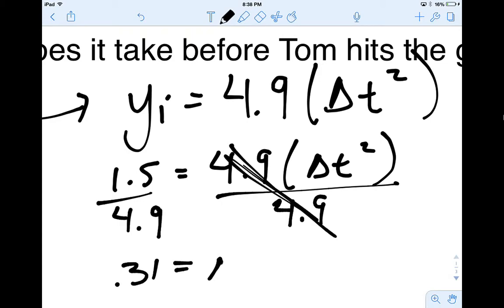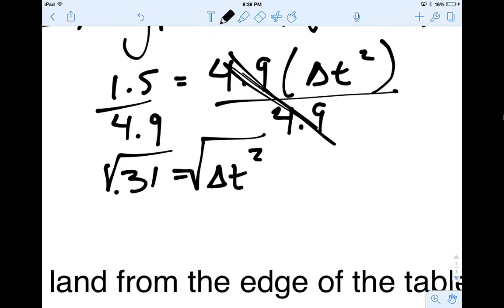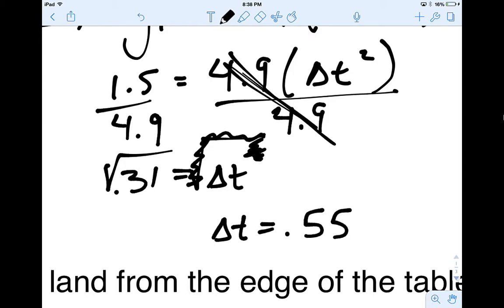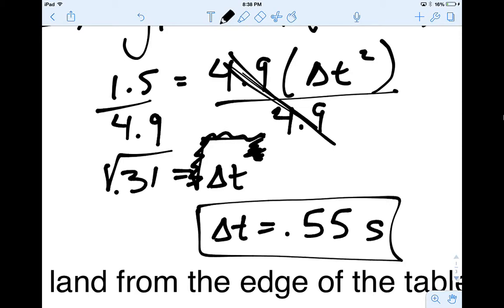4.9s cancel out. And I've got delta t squared. Now I need to get rid of that squared, so remember the next step is to do the square root of both sides. That's going to cancel out the square root and the squared and leave me with just delta t, okay? And then the square root of 0.306 blah, blah, blah is actually 0.55, and that is seconds. All right, so there's that one.